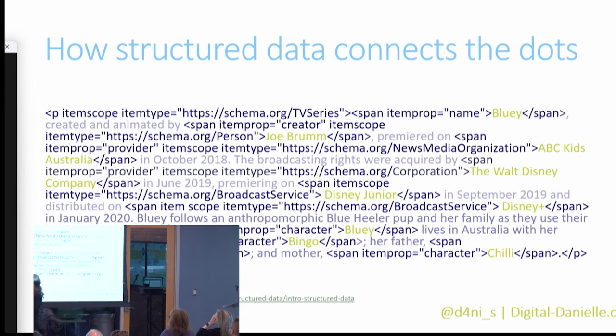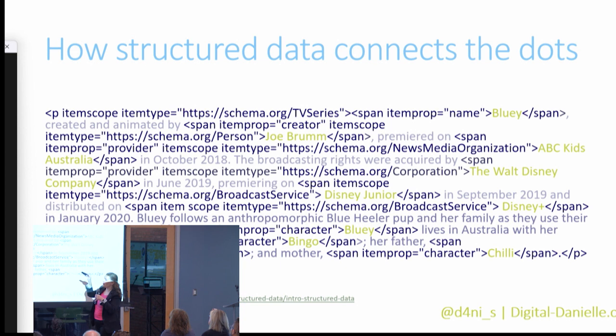So everything within this paragraph tag is nested within this item type, right? That's your schema. It is a TV series. That's our type. The name, the item prop, the name of the TV series is Bluey. The creator property is Joe Brum, but he's also his own entity. He's his own type. He is an item type of person. And we could add some other details there if we had more information about him.